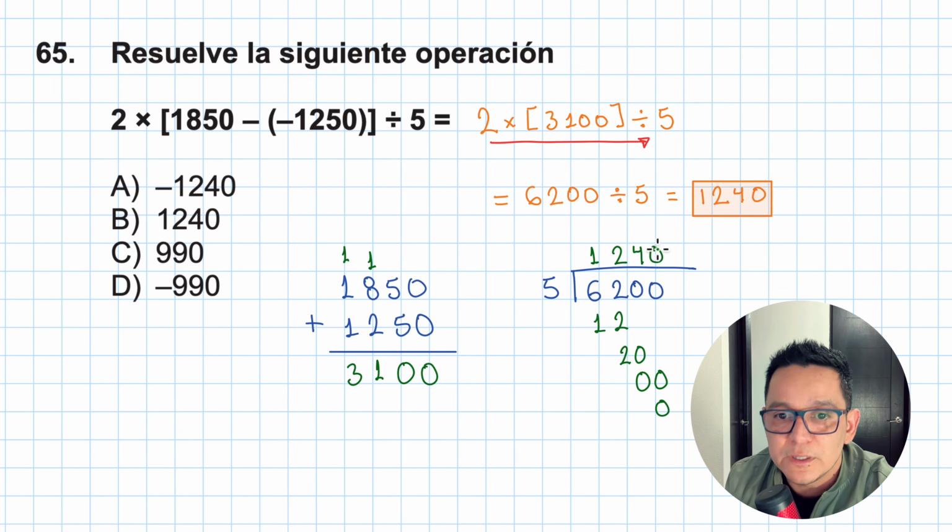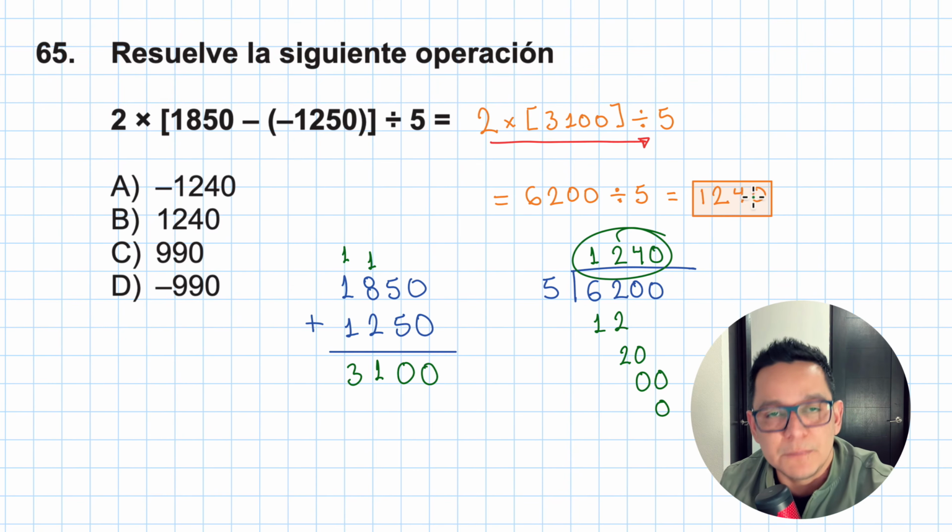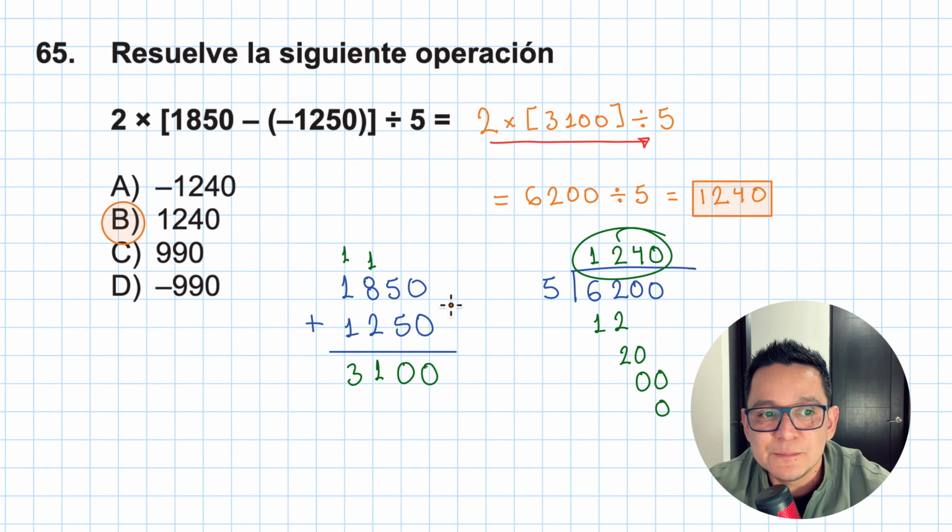As you can see, the division gave me 1,240, which is exactly what I told you it would be, right? So where is the correct answer? Well, it's in option B, right? 1,240 done. We're finished. It's that simple. So we've solved our first exercise, which is number 65 here in the guide.